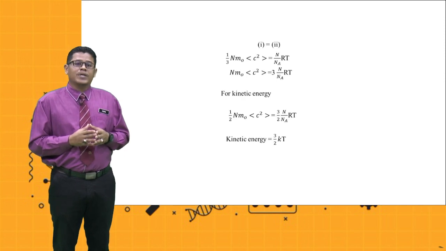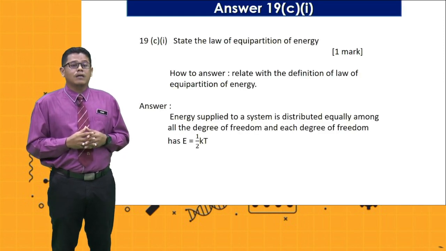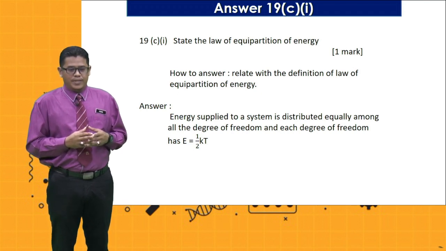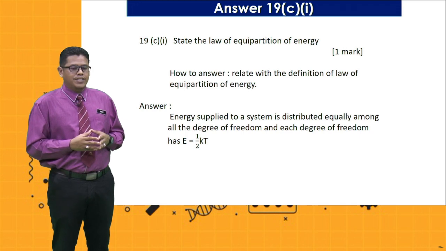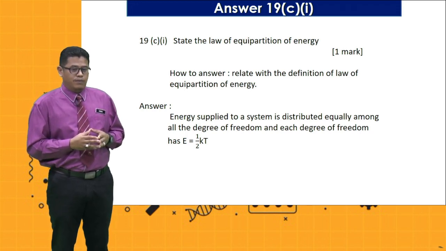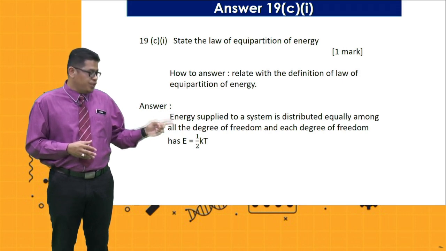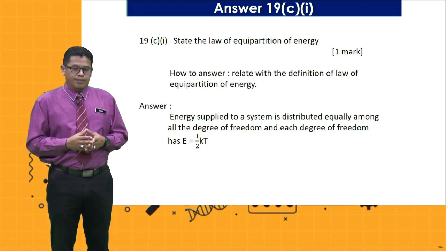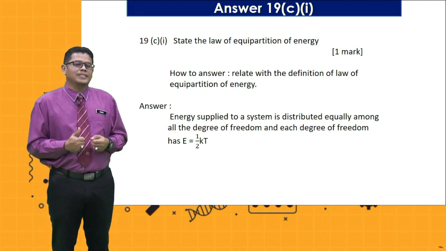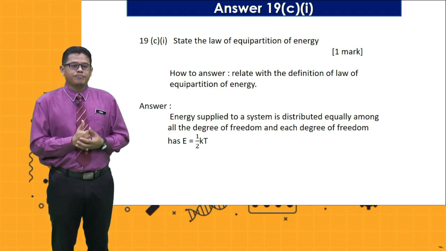Okay, for question C1, state the law of equipartition of energy. Now, how to answer? You relate the definition of the law of equipartition of energy. So the answer would be: energy supplied to a system is distributed equally among all the degrees of freedom, and each degree of freedom has its own energy, that is half kT.